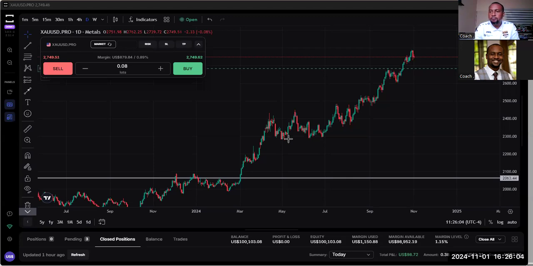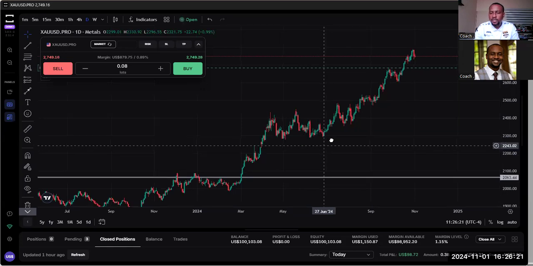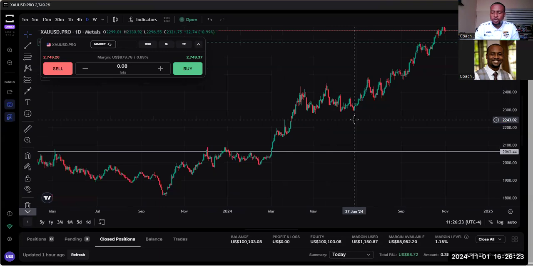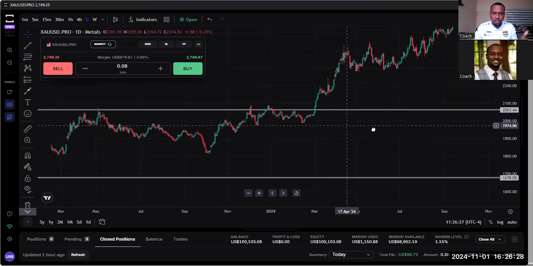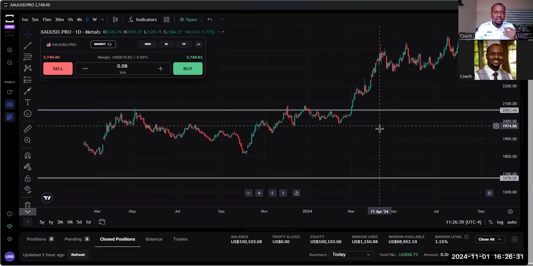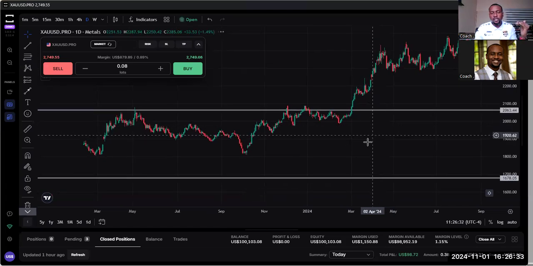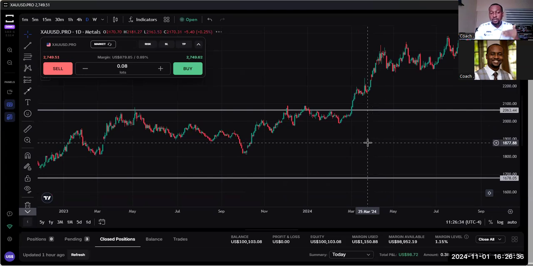So this is the gold chart, and we already identified something: the higher the time frame you're looking at, the more accurate your chart is going to be. If we were to give a quick definition of support and resistance: your support areas are areas that, when price was going down, it got to that point and could not go further.